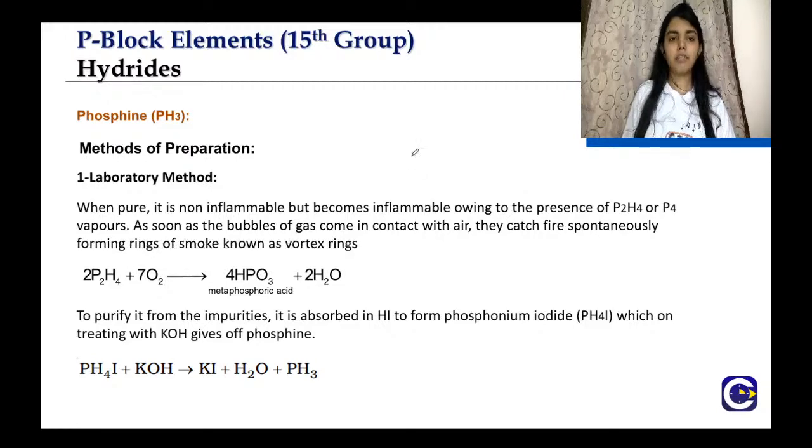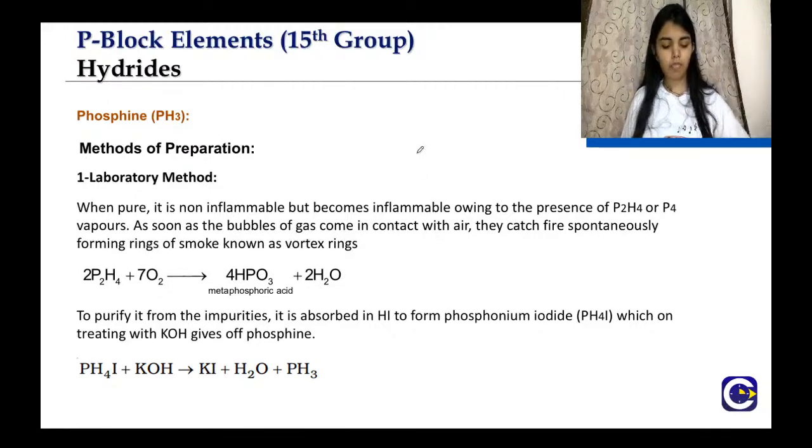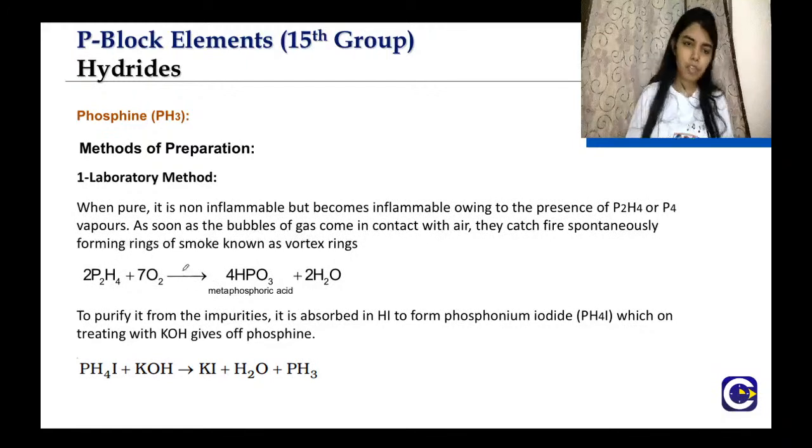Okay, so let's start with the session now. We were on the methods of preparation for phosphine. For the laboratory method, when phosphine is pure, it is non-inflammable. That means it does not catch fire easily, but it becomes inflammable owing to the presence of P2H4 or P4 vapors. So if some impurities such as P2H4 or P4 are present in phosphine, it makes it inflammable, right?